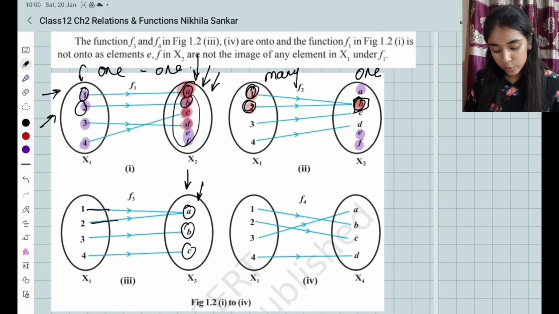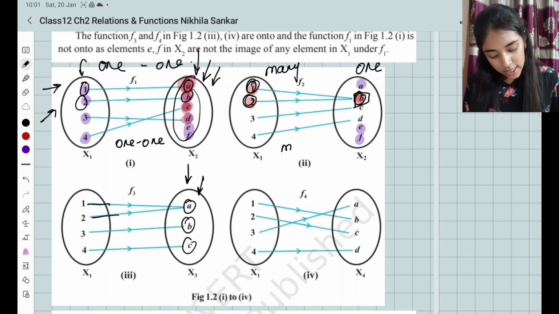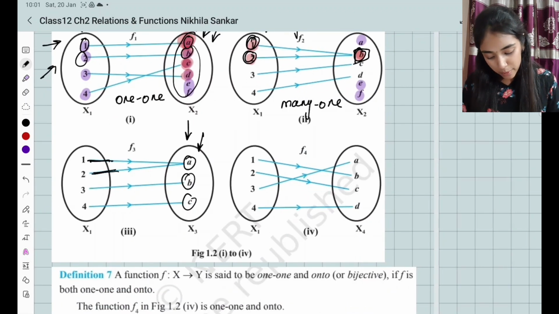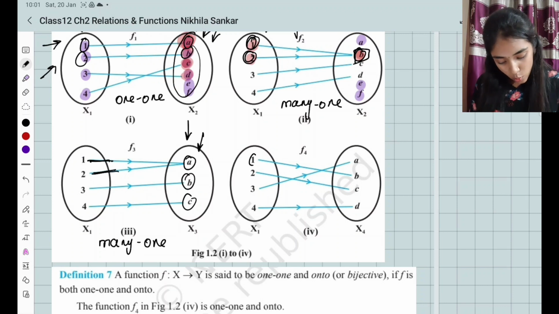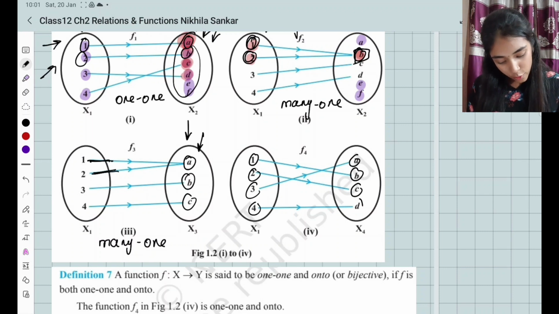Okay, 1 1 னா என்னன்னு புரிஞ்சுதா? இப்போ இந்த இடத்துல this particular function is going to be 1 1. This function is going to be many to 1. This particular function is going to be, இந்த இடத்துல என்ன ஆகுது? 1 2 is mapped to A. So here also you have many to 1. இந்த இடத்துல 1 is mapped to B, 2 is mapped to C, 3 is mapped to A and 4 is mapped to D. So this is also going to be 1 1.